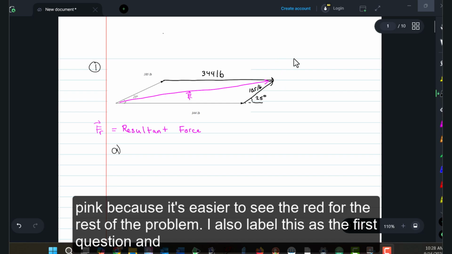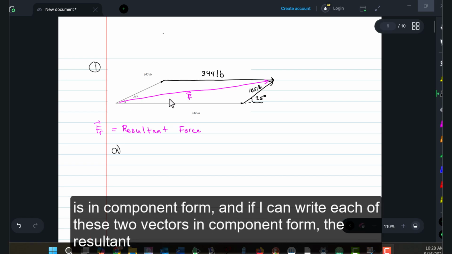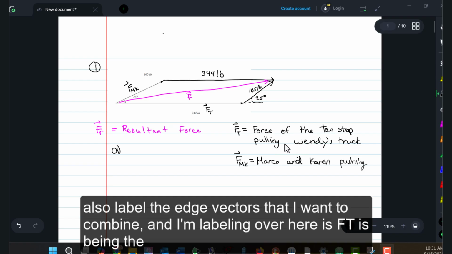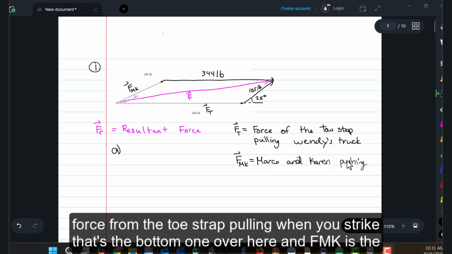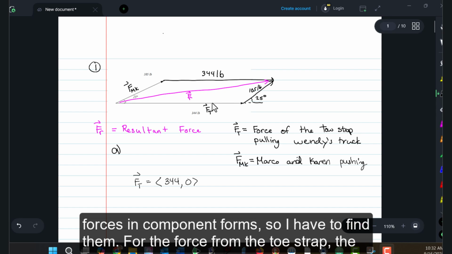I also label this as the first question, and my first work is going to be based on part A of this question. I will use the fact that my answer is in component form, and if I can write each of these two vectors in component form, the resultant force is just the sum of the component forms. Notice I also labeled the edge vectors that I want to combine, FTS being the force from the tow strap pulling Wendy's truck, that's the bottom one over here, and FMK is the force from Marco and Karen pushing. This diagram does not give those forces in component form, so I have to find them.